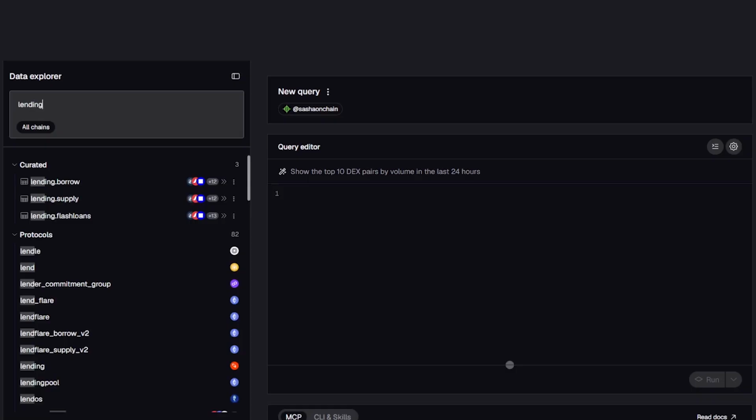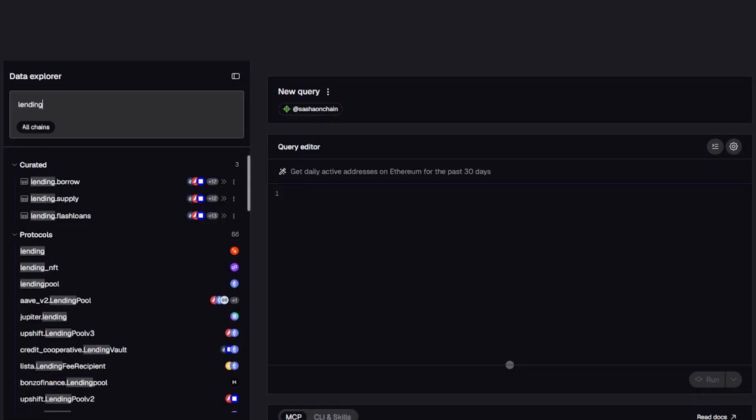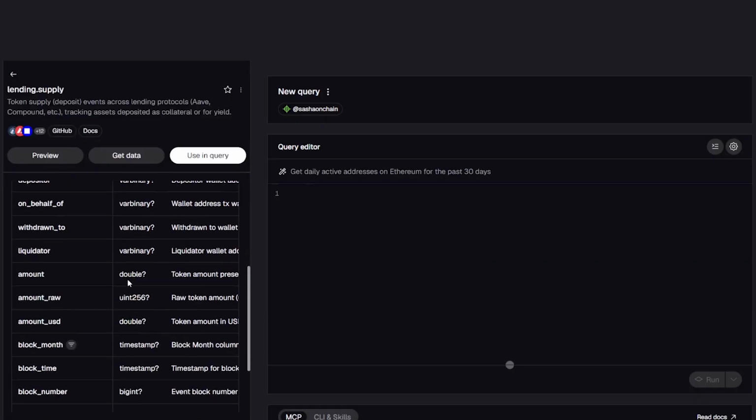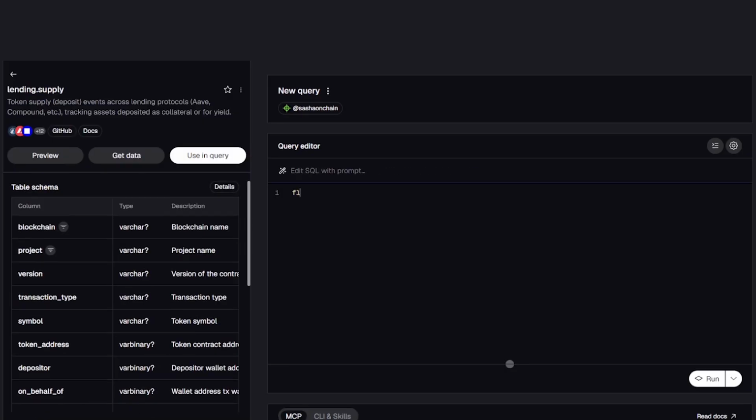TVL is just how much value is sitting inside the protocol right now. So if we want to reconstruct TVL ourselves, we need to track how liquidity moves in and out of Aave. And inside the protocol, liquidity really moves in just 4 ways. Users deposit assets, liquidity goes in. Users withdraw assets, liquidity goes out. Users borrow, liquidity leaves the pool, and when loans get repaid, liquidity comes back in.